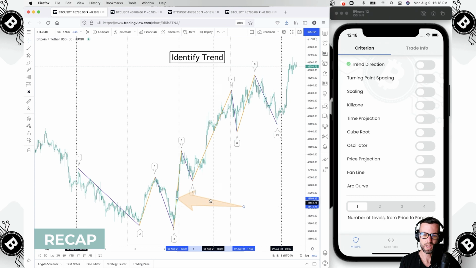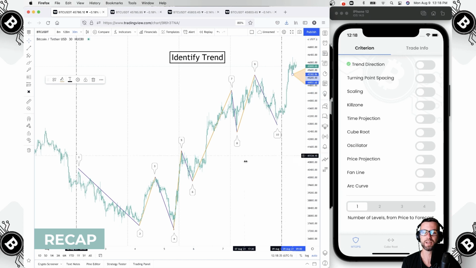So if you got in down here where my arrow is and you got out there, you would have been profitable. If you got in over here where my arrow is and you got out over there, you would have been profitable. If you got in over here and you got out of there, you would have been profitable. So just by identifying trend direction, you're going to be profitable.